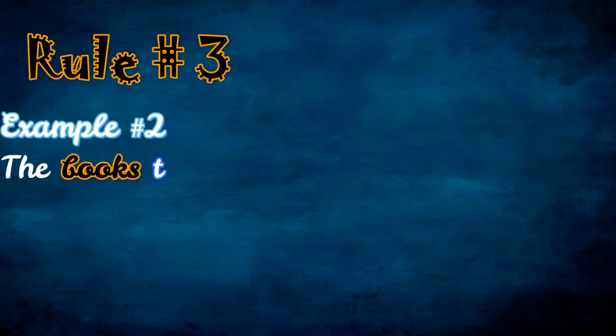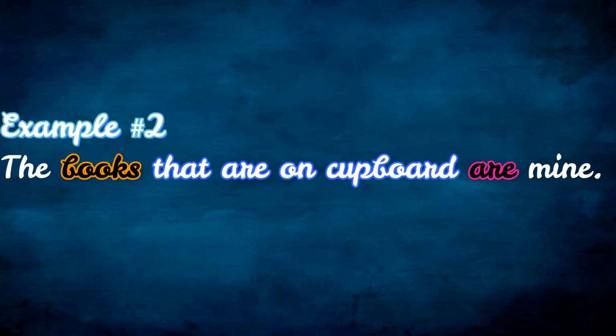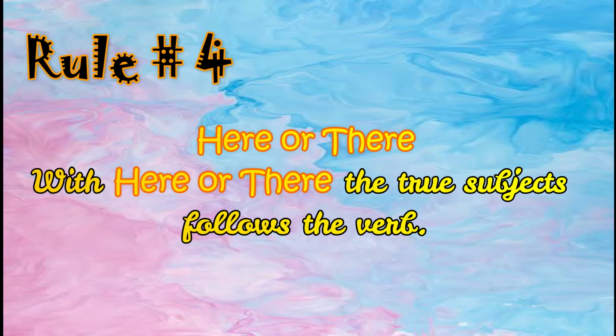Example number 2. The books that are on the cupboard are mine. Our subject here is books, and our subordinate clause here is that are on the cupboard. So since our subject is plural, we have to use a plural verb, which is are. Rule number 4. Here or there. With here or there, the true subject follows the verb.